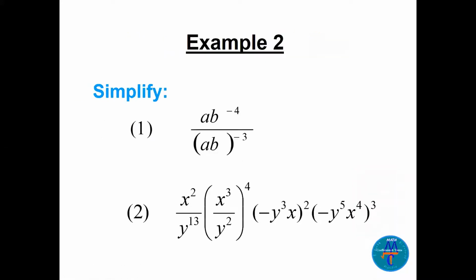I will advise you to try number 2, please. Very similar to number 1, but more challenging. X squared over y power 13, x cubed over y squared, all in the bracket power 4, minus y cubed x all squared, minus y power 5, x power 4 all cubed. Too much, too many powers there. Try it, please. Okay, I think now you have tried, or some of you have tried.